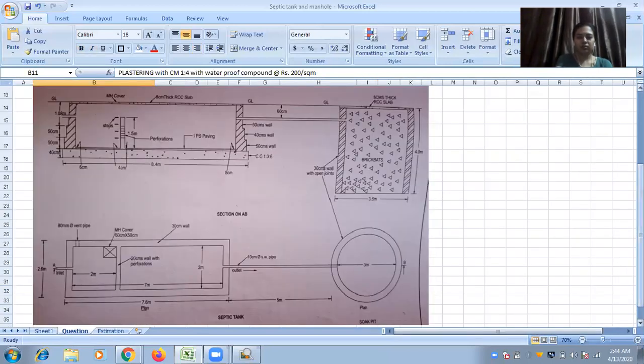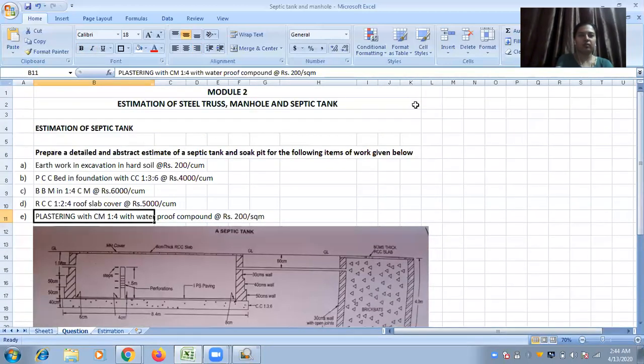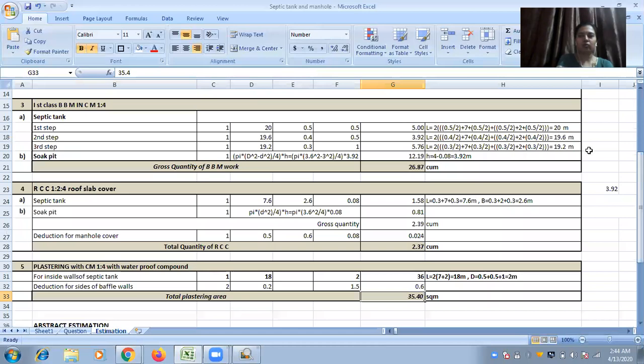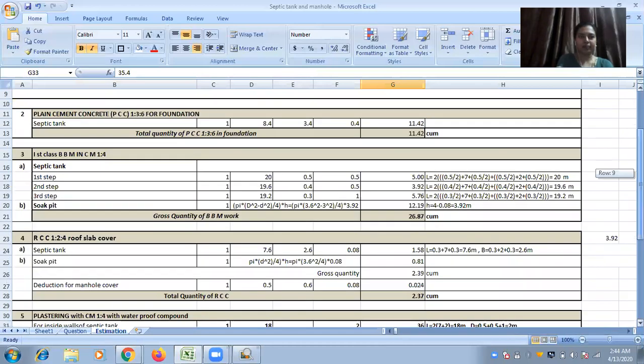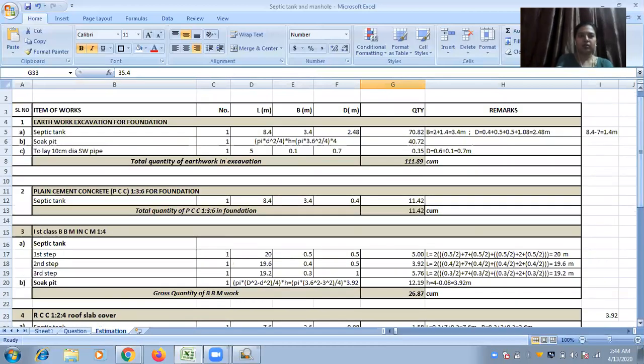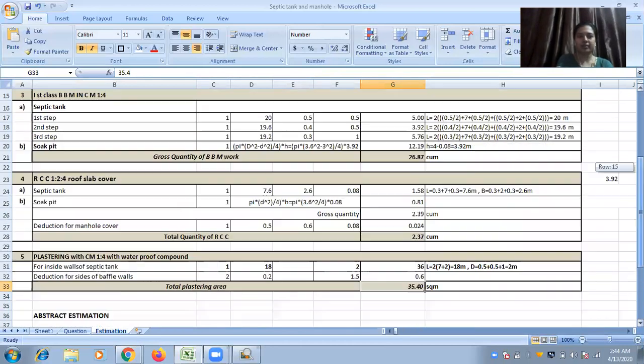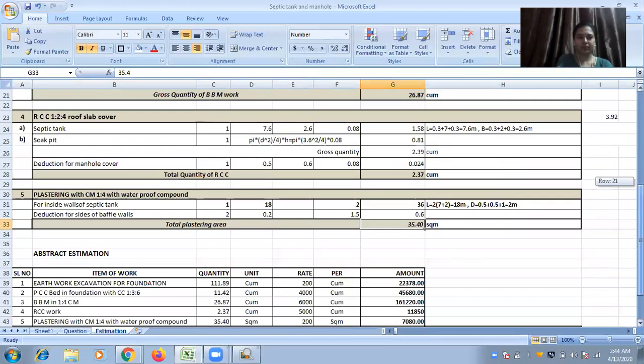Anything left out? No. All the works have been done. So detailed estimation is over for the given diagram. Earthwork, PCC bed, burnt brick masonry, RCC, and plastering.